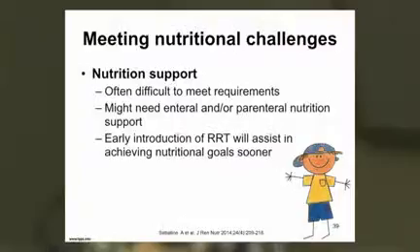In parenteral nutrition, it's recommended that we give up to 40% of total energy as fat. So nutrition support is often needed to meet requirements. It might need enteral or parenteral nutrition support, and early introduction of renal replacement therapy will assist in reaching our goals sooner rather than later.